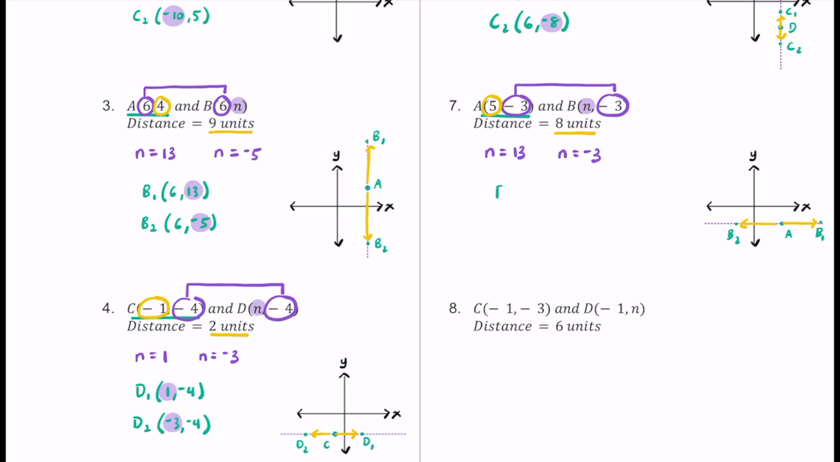Based on that, B1 could be located to the right of it. If it was located to the right of it, it would be (13, -3). That's one possibility. And the other value for B, if we move to the left of it, would be located at (-3, -3). That's going to be over in quadrant 3 instead, though. Again, the two values we found out for n were 13 and -3.